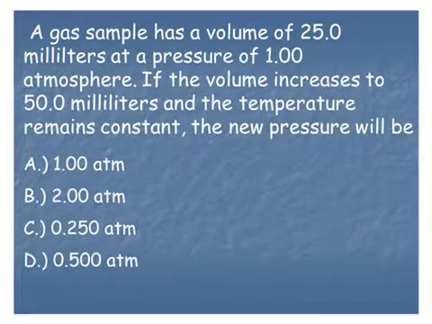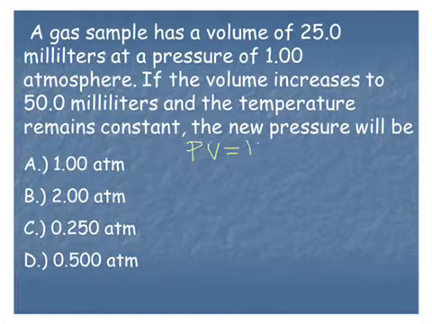So let's look at another example of Boyle's law and how we can actually apply it to a real world situation. So now we have a gas sample that has a volume of 25 milliliters and a pressure of 1 atmosphere. And if we double the container size to 50 milliliters and keep the temperature constant, we want to understand what the new pressure will be. So we always want to try and write our general equation first. So we have P times V equals K, right?